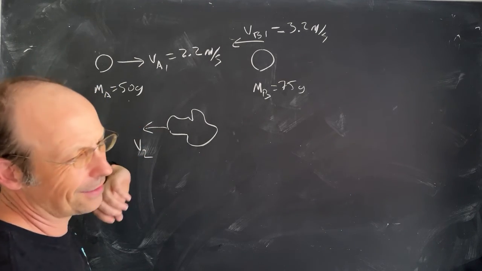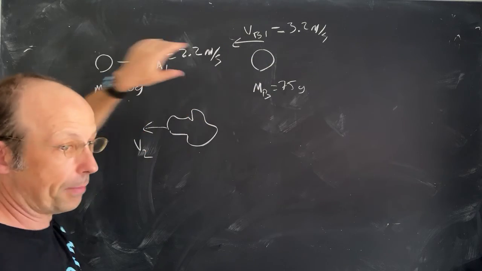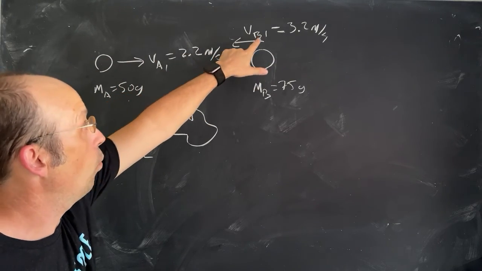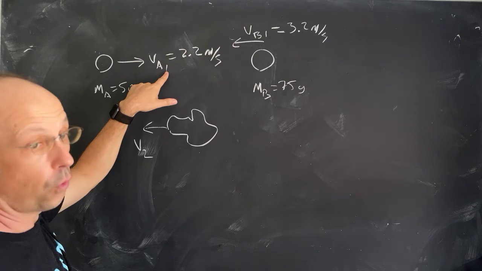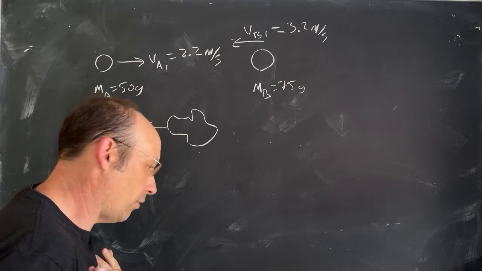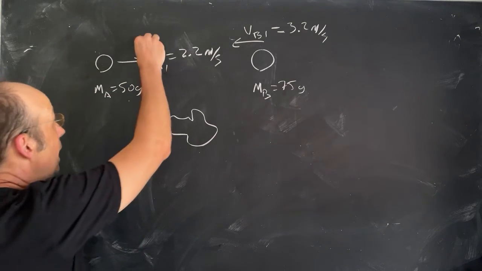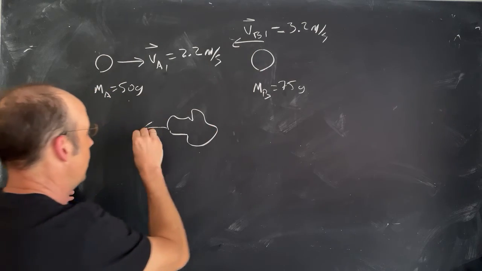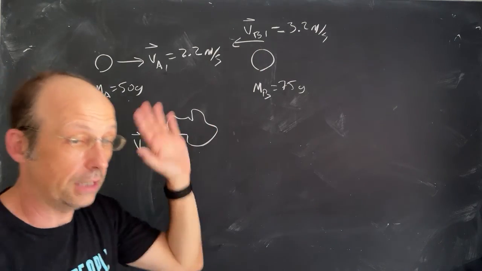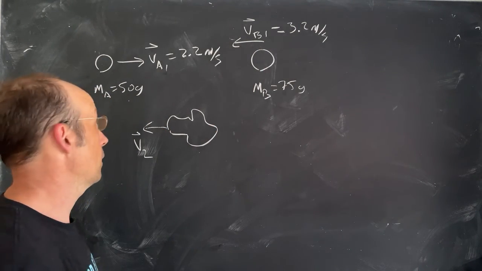So I like to call this A and B. Those are my objects. And then 1 and 2: 1 is before the collision, 2 is after. That's just the notation I like to use. And these technically are vectors, but everything's in the x direction, so we're going to treat those as x components.